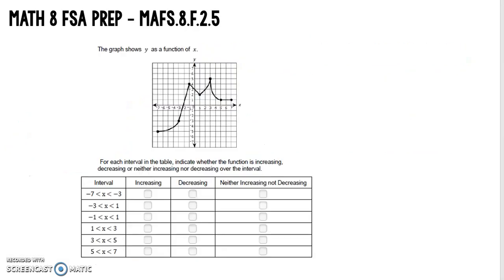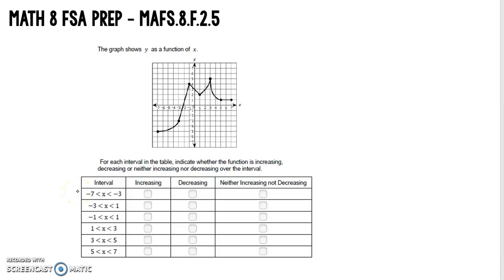So the last question that we're going to look at today is this graph here. It shows y as a function of x. For each interval in the table, indicate whether the function is increasing, decreasing, or neither increasing or decreasing over the interval. So what I want you to do is I want you to take a moment, check out this graph, and try to interpret what these different intervals mean. I'm going to show you the first one, and then I want you to look at the second one.